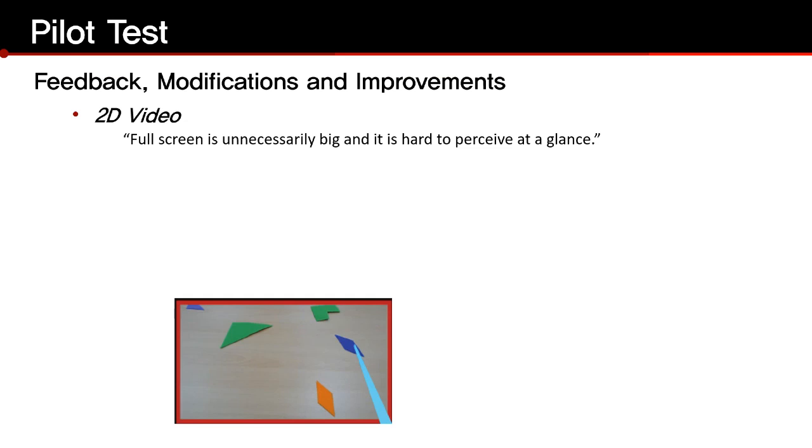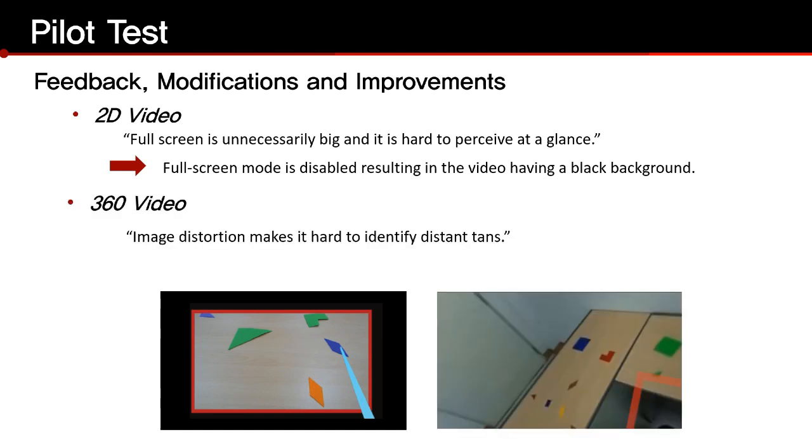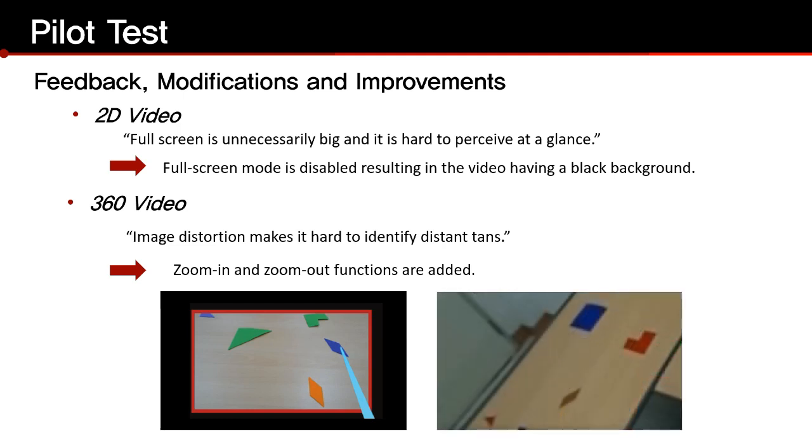After trying out 2D video, there were comments such as, the view being full screen is unnecessarily big and it is hard to perceive it at a glance. We thus disabled the full screen mode, which resulted in the video having a black background. Next, in 360 video, participants complained that the image distortion created by the panoramic video makes it hard to identify TANs that are relatively far. To address this issue, we added a zoom in, zoom out function.